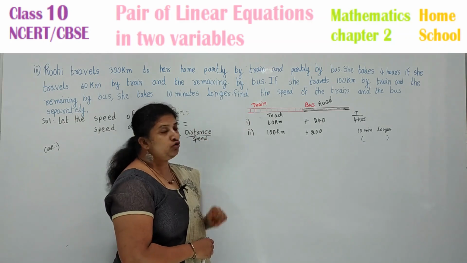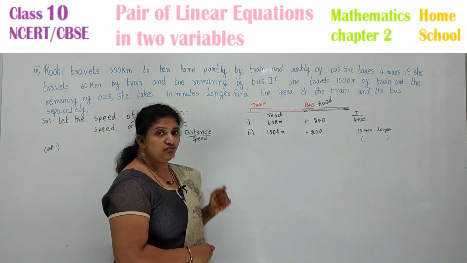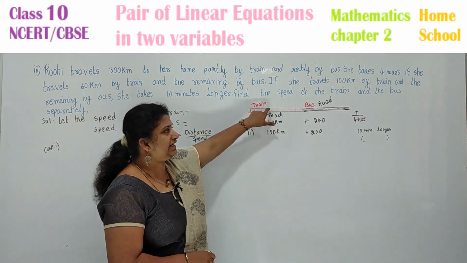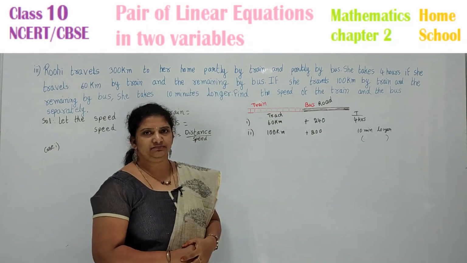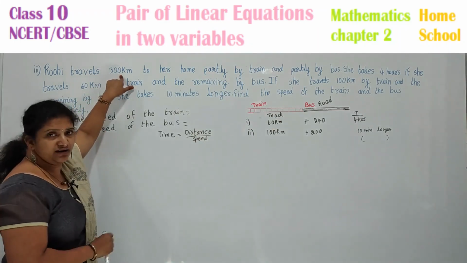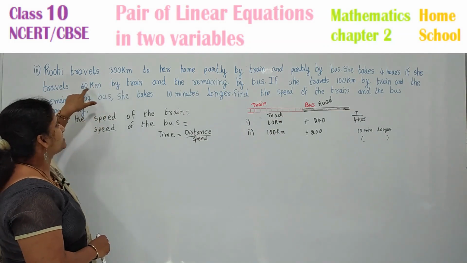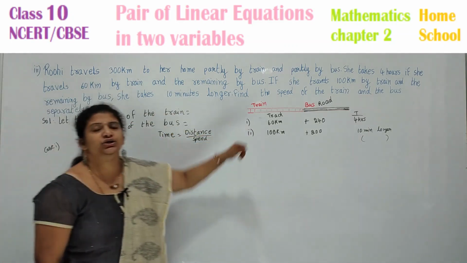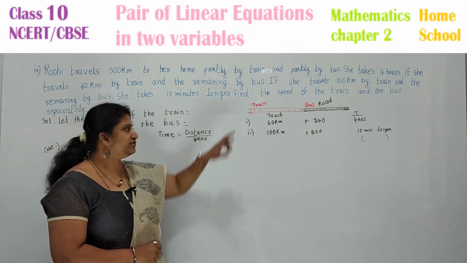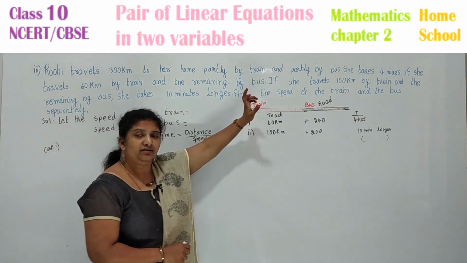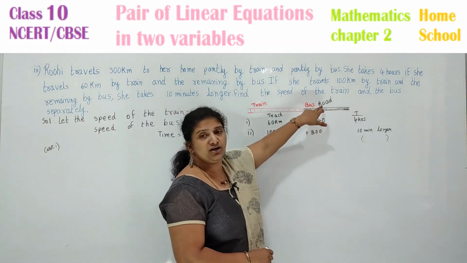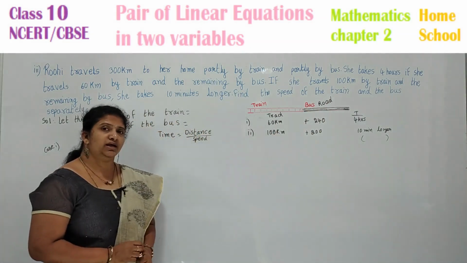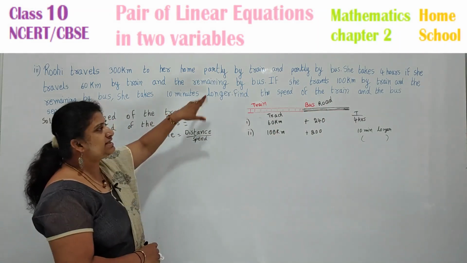She takes 4 hours. How much time? 4 hours if she travels 60 kilometers by train and the remaining by bus. What is the total distance? 300 kilometers. If she travels 60 kilometers by train, 300 minus 60, 240 kilometers will be left. So she must have travelled 240 kilometers by bus on road. What is the time taken? 4 hours, children.